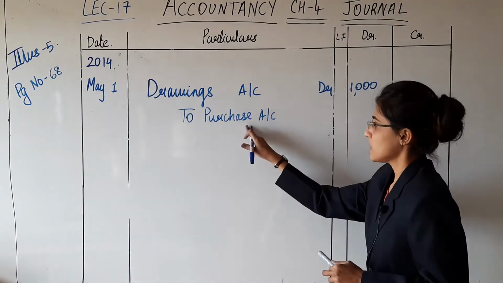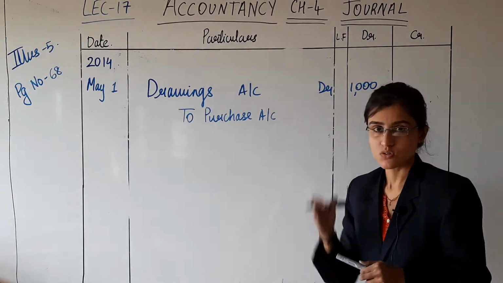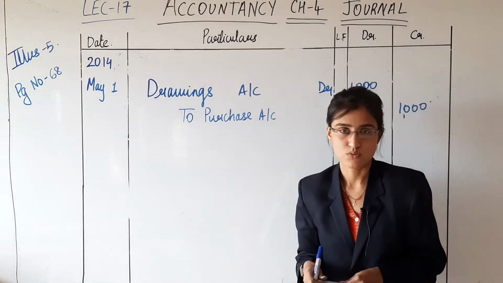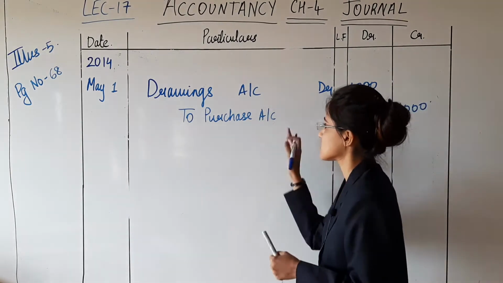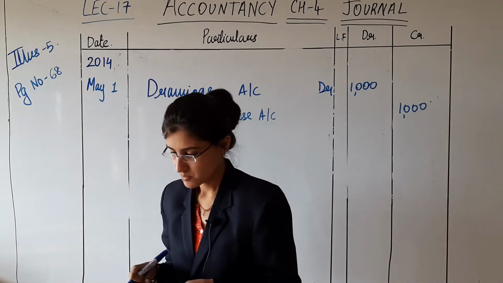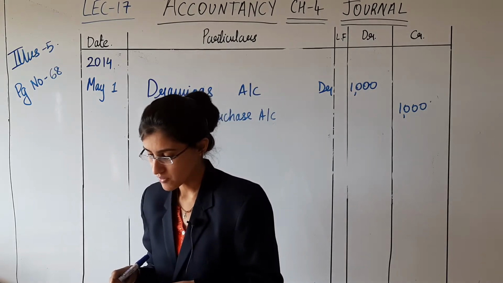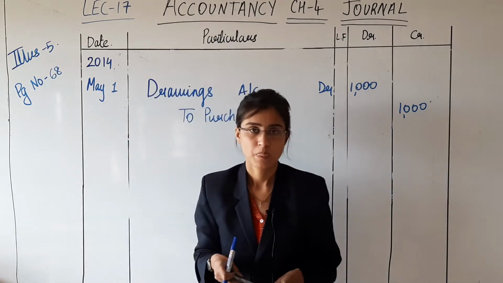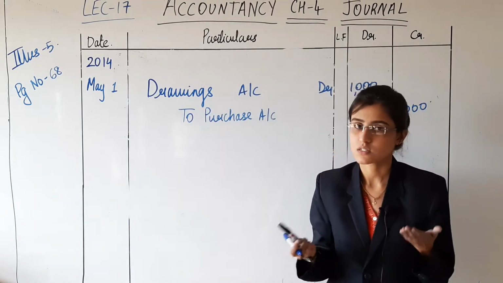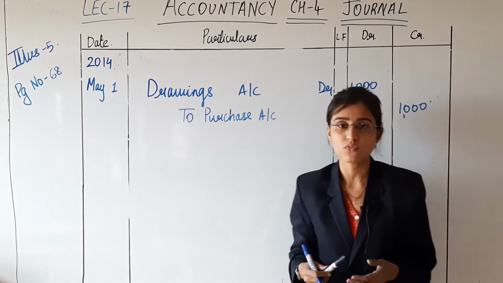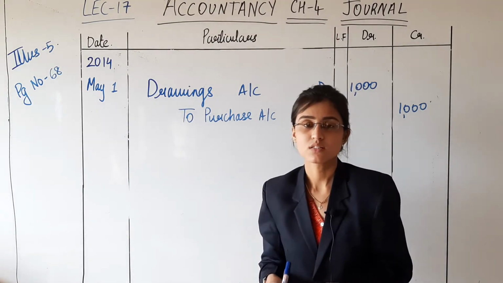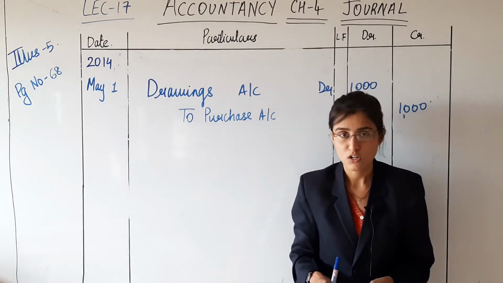Okay. Why purchase account has been credited? Because goods are going out of the business. Goods have been taken for personal use. In this type of transactions, always purchase account is credited. Then 3rd of May, goods of rupees 700 destroyed by fire. It was not insured. Goods on which the company has not taken insurance, that means it is a loss. You are not going to get any amount from the insurance company because you have not taken insurance of the goods. So definitely this is a loss.